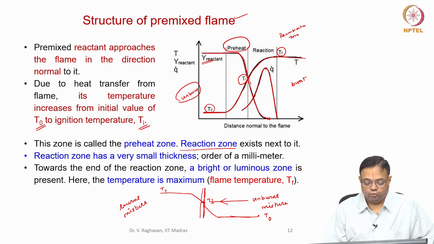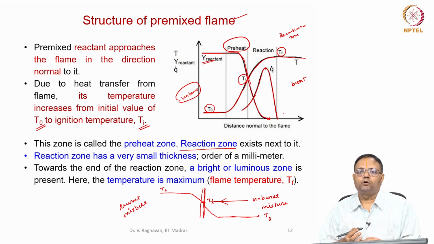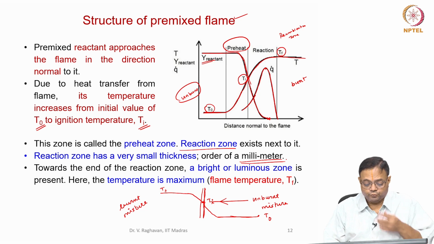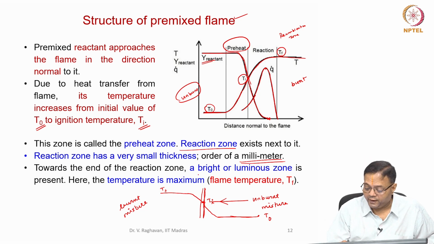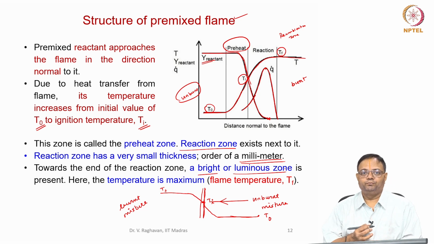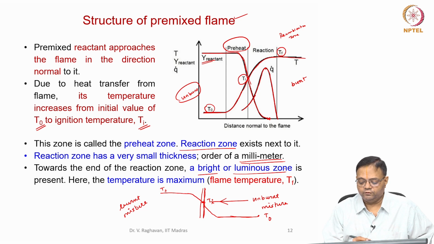This is called the reaction zone. It has a very small thickness, even though I have exaggerated it, it may have a thickness of about 1 mm, 2 mm, order of a millimeter, we can say. Now in this zone alone, we see the bright or luminous color of the flame. The zone where the reaction takes place and heat release is complete is the reaction zone, where the luminosity is displayed based upon the temperature value.